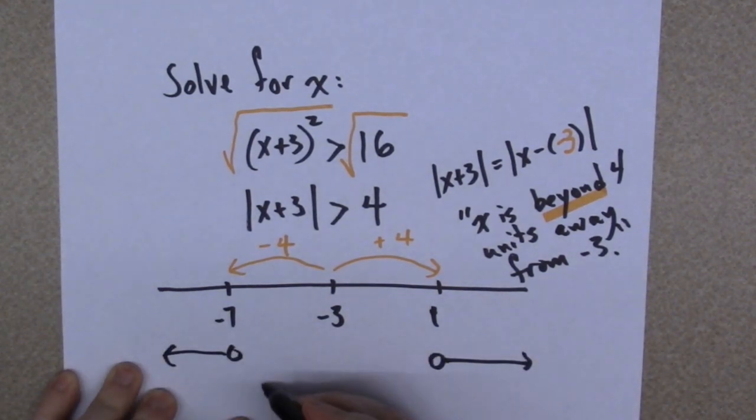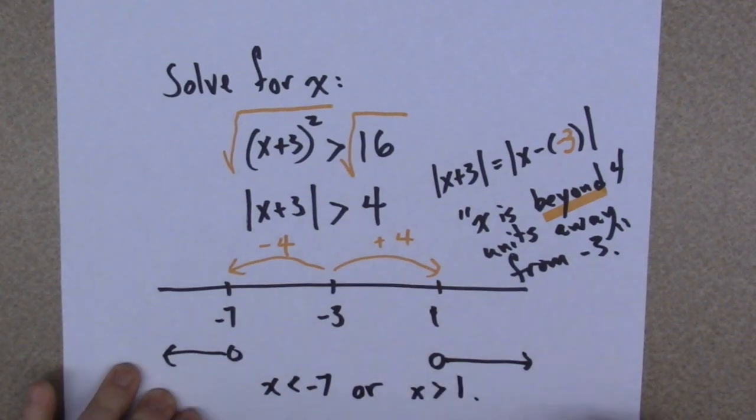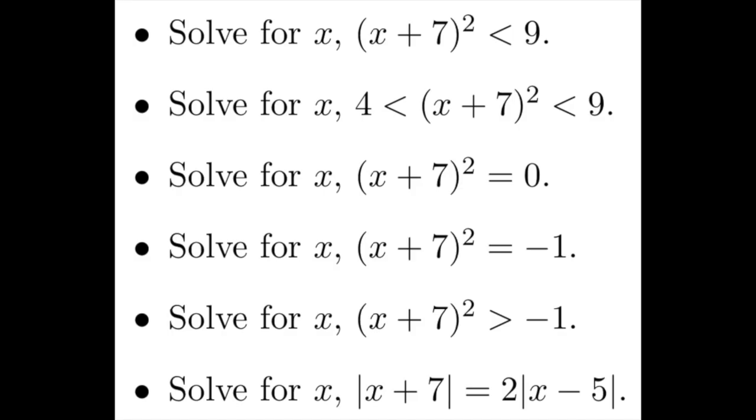Since it's a strict inequality, we will not include 1 and negative 7. And in conclusion, x is less than negative 7 or greater than 1. Here's some more for you to try. See if you can use the same principles interpreting each of these equations as distances.